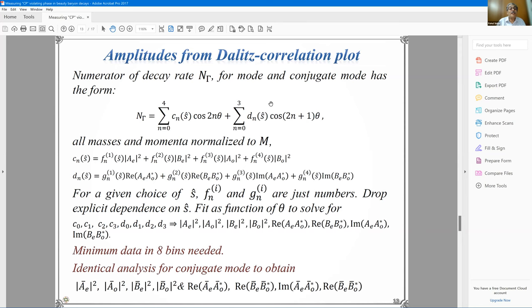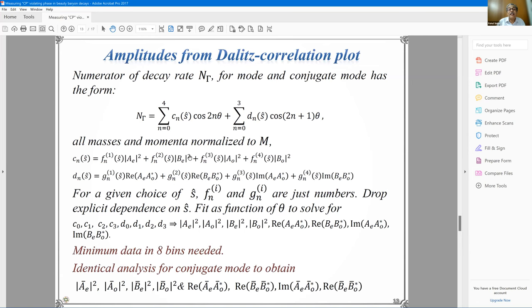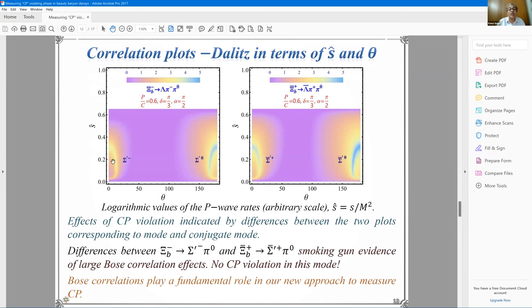Okay, so the solutions are of course very simple, and you can solve this in terms of this, and you get the solution for the weak phase in terms of clear differences between this mode, or in terms of a direct CP asymmetry between the odd modes, and R6, which is the Bose part of this. And you have all the other amplitudes also solved. There are more observables here, and there are constraints, of course, that will enable you to get a better solution. There is, of course, an identical solution for the D wave. And so you actually will be able to measure alpha in the P wave and D wave separately, and the separation is done automatically, because we have just shown that you can do the P wave and D wave separations completely by doing the 8-bin analysis in the Dalitz plot. That is, if you do total this plus this 8 bins, both the resonances 8 bins.